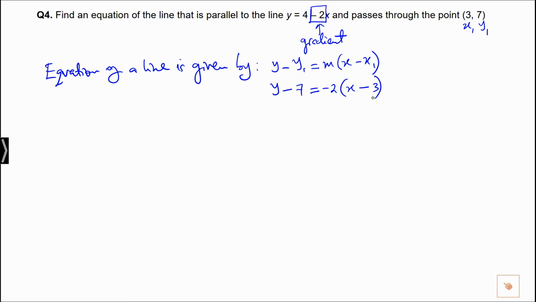And then you just simplify that equation. So we'll end up with y minus 7 equals negative 2x plus 6, or y equals negative 2x plus 6 plus 7. That will be y equals negative 2x plus 13.